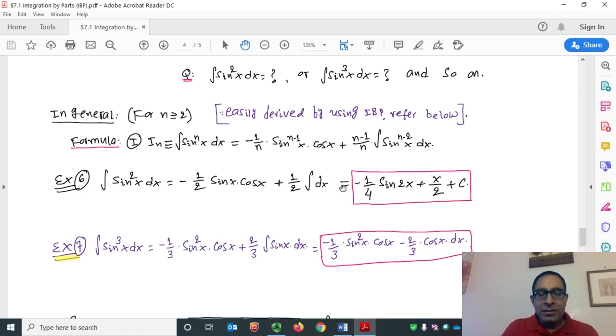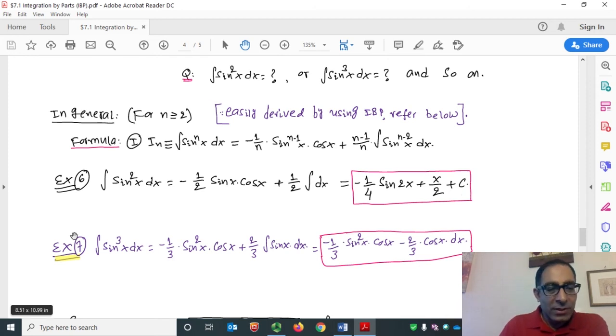And in the next step I use a trigonometric identity. We know 2 sine x cosine x is sine 2x, so I multiply and divide by 2. So then in my denominator I have 4, so -1/4, then 2 sine x cosine x becomes sine 2x, then plus 1/2 as it is, integration of dx is simply x, plus the constant of integration c.